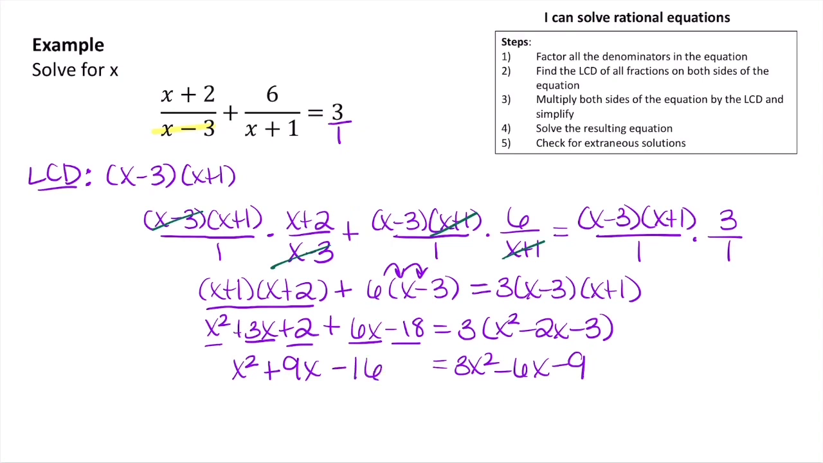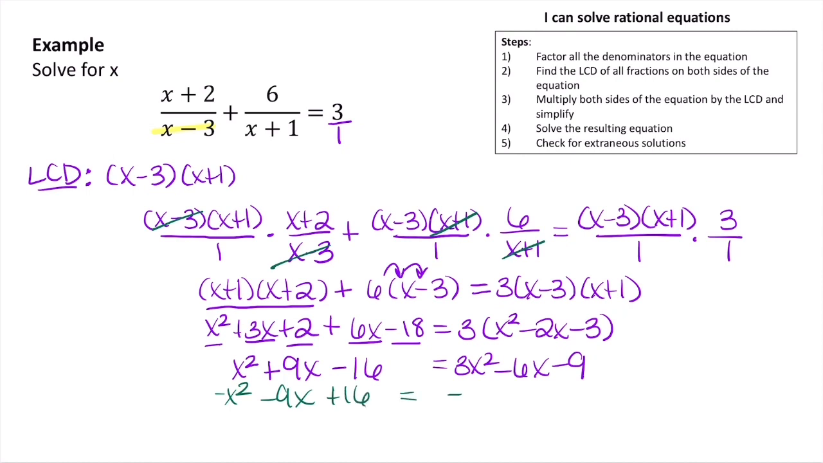Well, if you look at this now, you'll notice that it is actually a quadratic, right? It's a quadratic because my highest degree term is a square term, so what I need to do is set this quadratic equal to 0 in order to be able to solve. So to do that, I'm going to subtract x squared, and I'm going to subtract 9x, and then I'm going to add 16 to both sides.